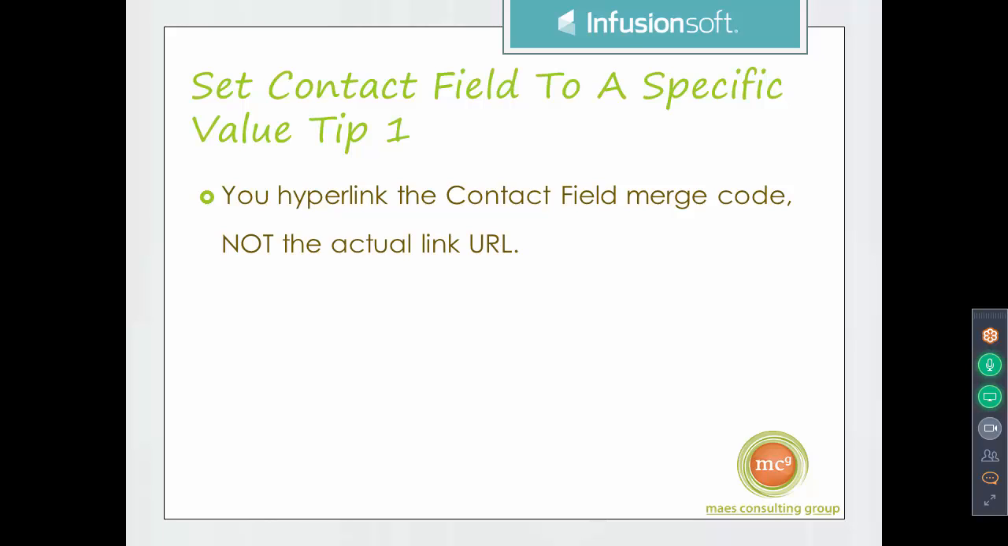Because, of course, you'll test everything, and if you find it's not working, this is probably why. So in this first example that I gave, you would have a link in the email that went one place on Friday and a different place on Monday. The way that works is you hyperlink the actual merge code of the custom field.